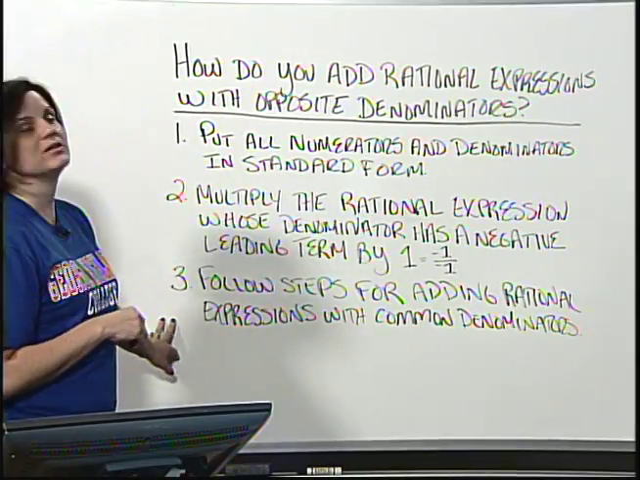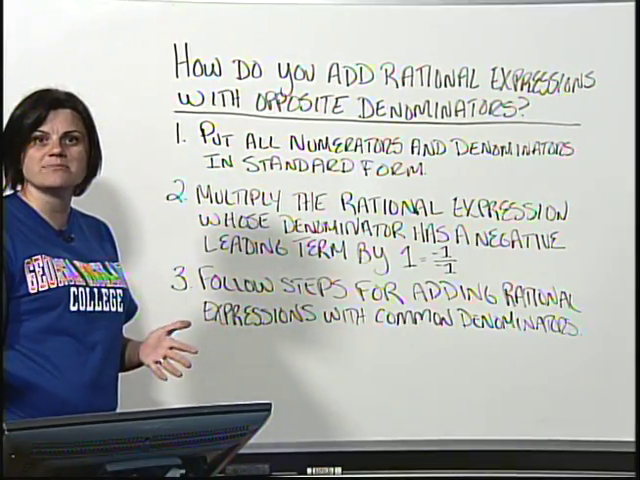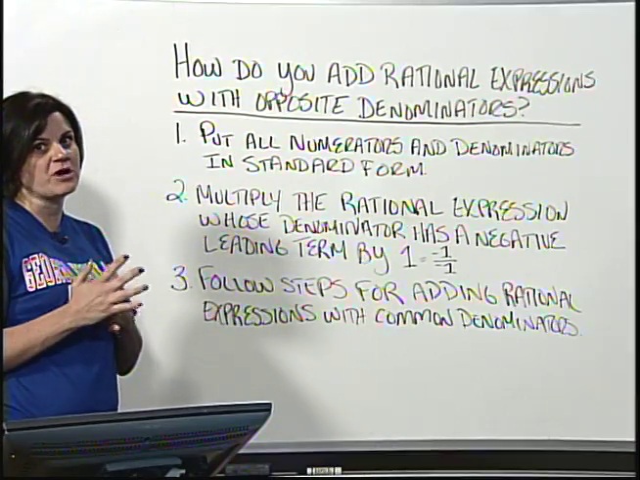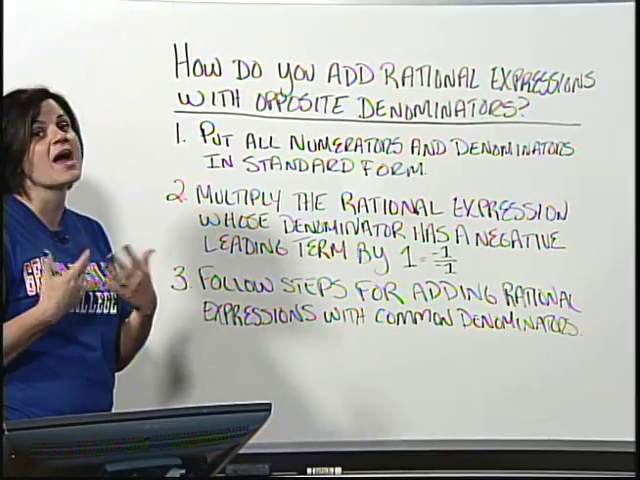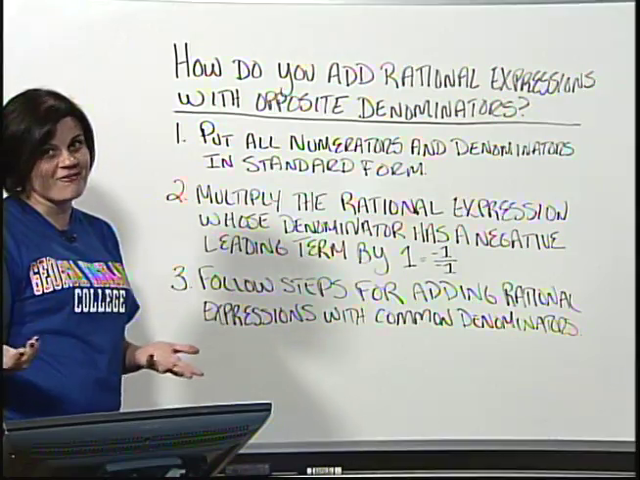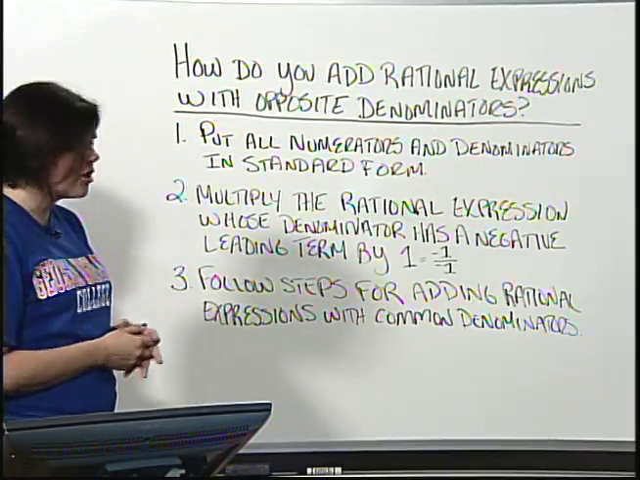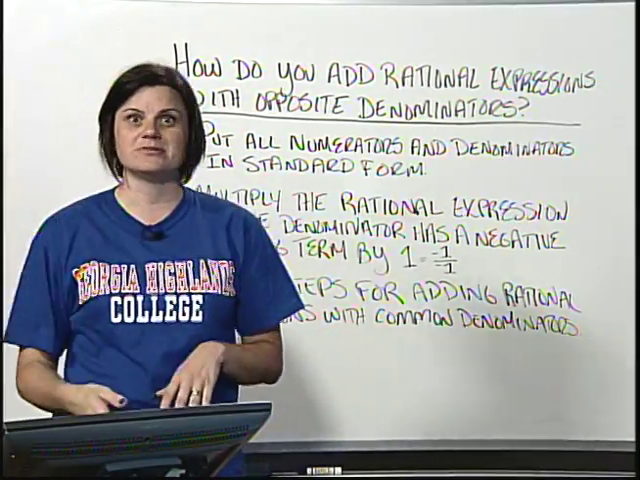And then finally, you'll just follow the regular steps for adding rational expressions with common denominators, because at that time, you'll have common denominators. All right, let's take a look at an example to see if we can make this a little more clear.